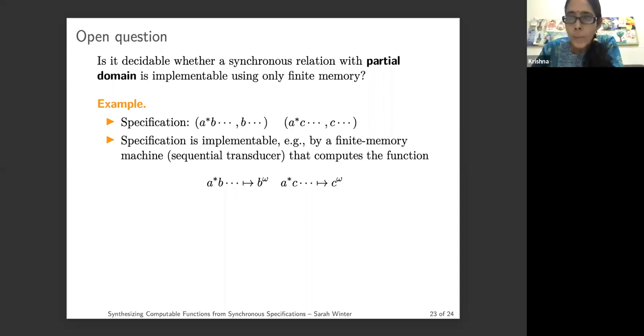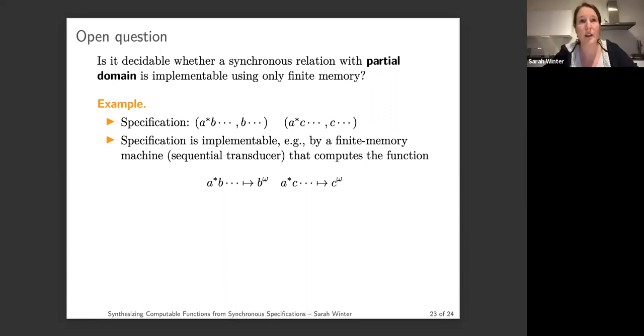Okay, so there is a question on the chat. The question is, is it decidable whether a function implemented by a two-way transducer is implementable by a one-way transducer? And does this relate to your open question in some way? Apparently this participant does not have a microphone, so he's not able to ask it. So I'm asking on his behalf. Yeah, okay.